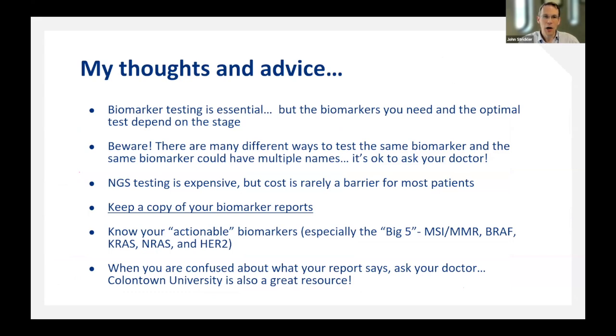I think number 1, biomarker testing is essential. It is how we manage colorectal cancer today, regardless of your stage. There is some type of biomarker testing that needs to be done, but the biomarker you need and the test for it depends on the stage. Stages 1 through 3, in most cases we're just focused on microsatellite instability or mismatch repair, but not always. But that's really the key focus. When you get into stage 4, metastatic, that's when you need to test for all the biomarkers.